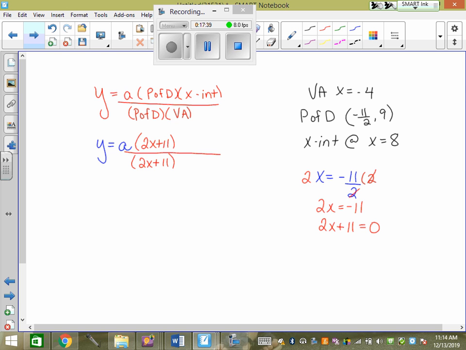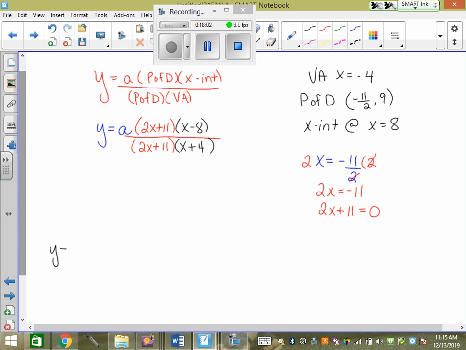My x-intercept is at 8. So what is it going to have? X minus 8. And then my vertical asymptote is at x plus 4. How do I solve for A? Write the equation without the points of discontinuity. And what do I plug in?